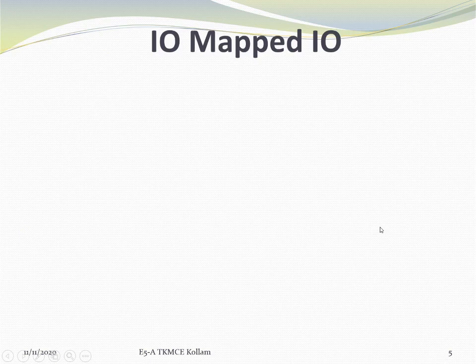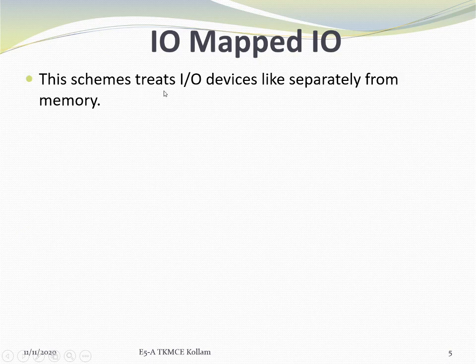Next scheme is I/O mapped I/O scheme. This scheme treats I/O devices separately from memory. Memory has the range 0000H to FFFFH. That is allotted for memory related operations. Similarly, for I/O devices, there is a separate range of locations starting from 00 to FFH. Separate locations are provided for I/O devices. This scheme is termed as I/O mapped I/O scheme.